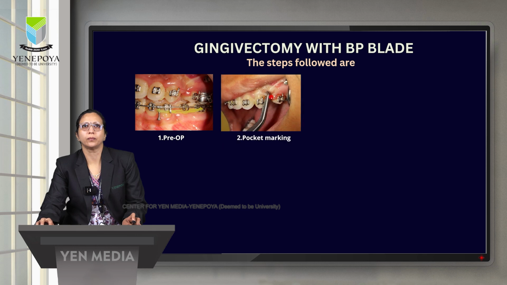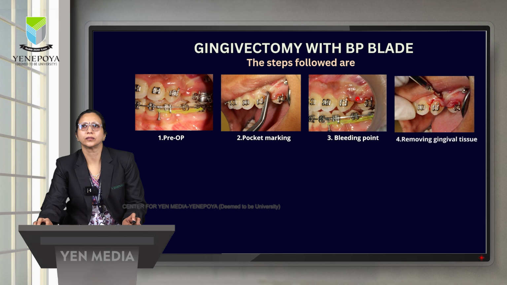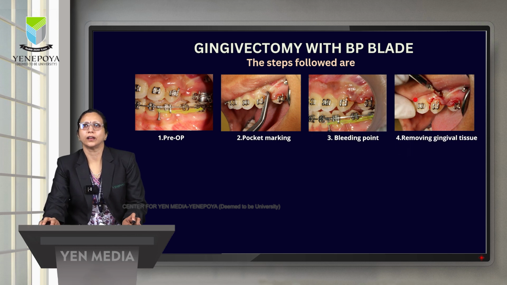This is the second step where the pocket marking is done using the pocket marker. And once you get the bleeding points, these bleeding points will be connected by an incision. And this is an incision which is done using the BP blade number 15.